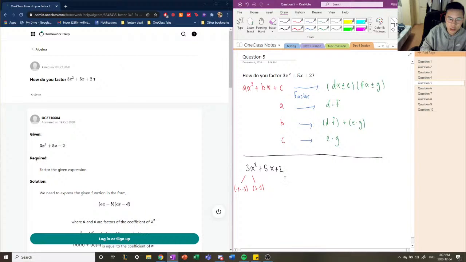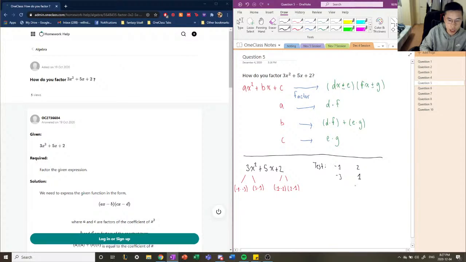So let's think about the factors for 2. So the same way, we can have the negative pair, which is negative 1 times negative 2, or 2 times 1, right? So we need to pick a certain combination of these 4 factors, or pairs of factors, to get our middle coefficient, okay? So let's test out negative 1 and negative 3, and 2 and 1, okay? Let's test this out. So let's write out here test. So we have negative 1 and negative 3 as our first pair, and we have 2 and 1 as our second pair.